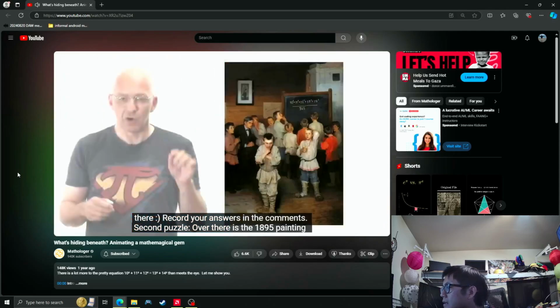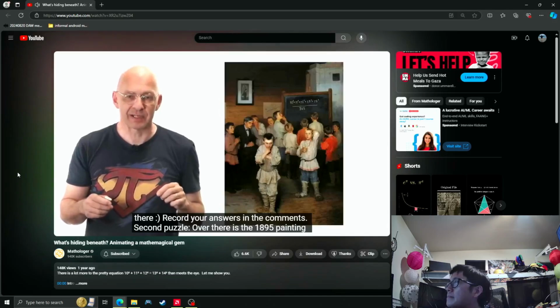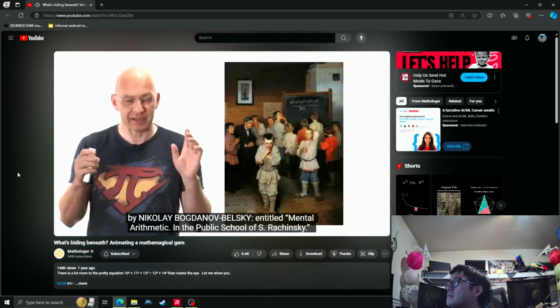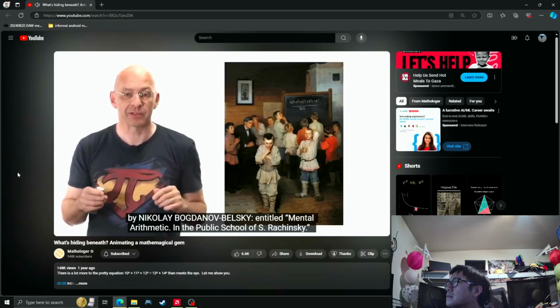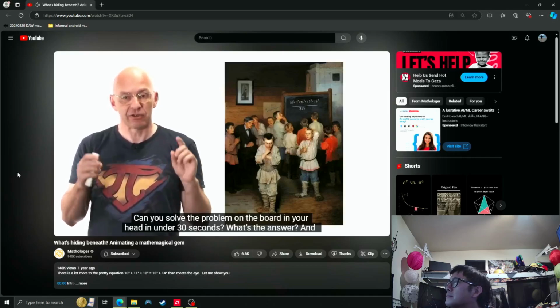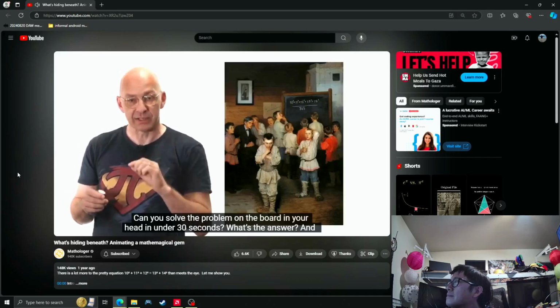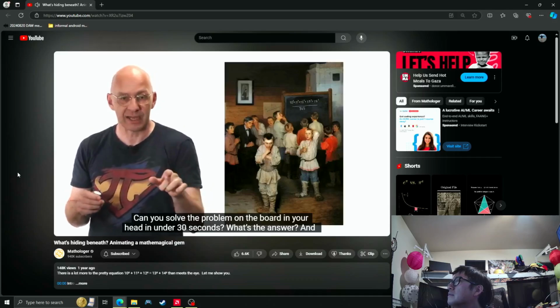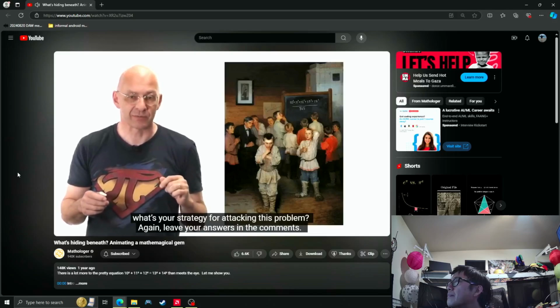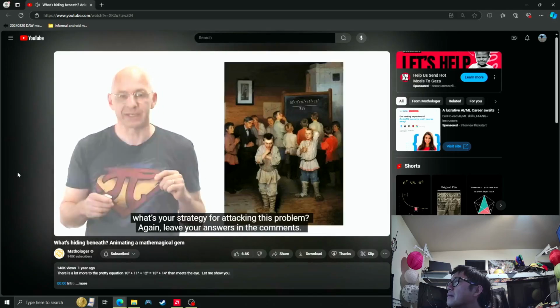Second puzzle. Over there is the 1895 painting by Nikolai Bogdanov-Belsky entitled Mental Arithmetic in the Public School of S. Rachinsky. Can you solve the problem on the board in your head in under 30 seconds? What's the answer? And what's your strategy for attacking this problem? Again, leave your answers in the comments.